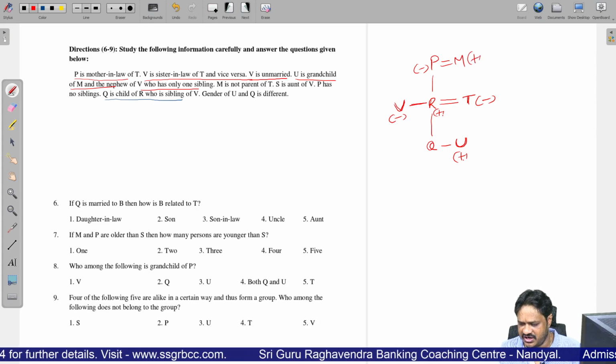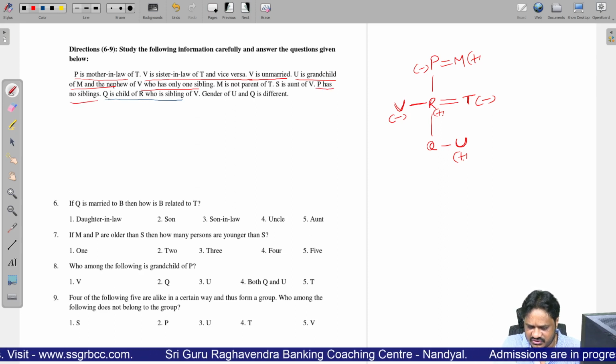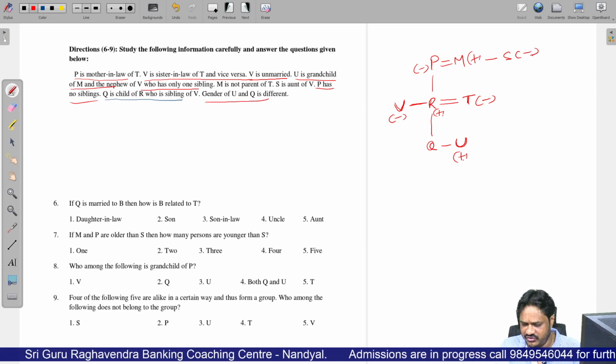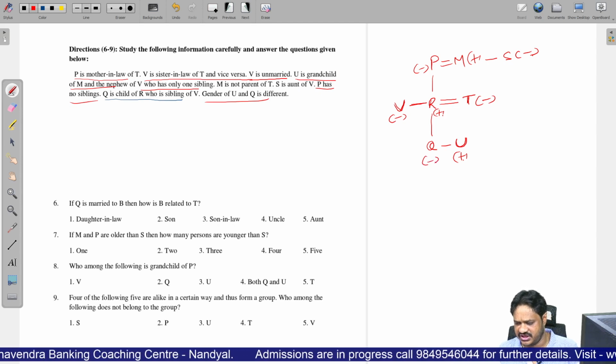S is the aunt of V and P has no siblings. So S is the sister of M. Then only S is the aunt. Then gender of U and Q are different. So U is plus and Q is minus. So this is the total blood relation. Let us answer the questions.